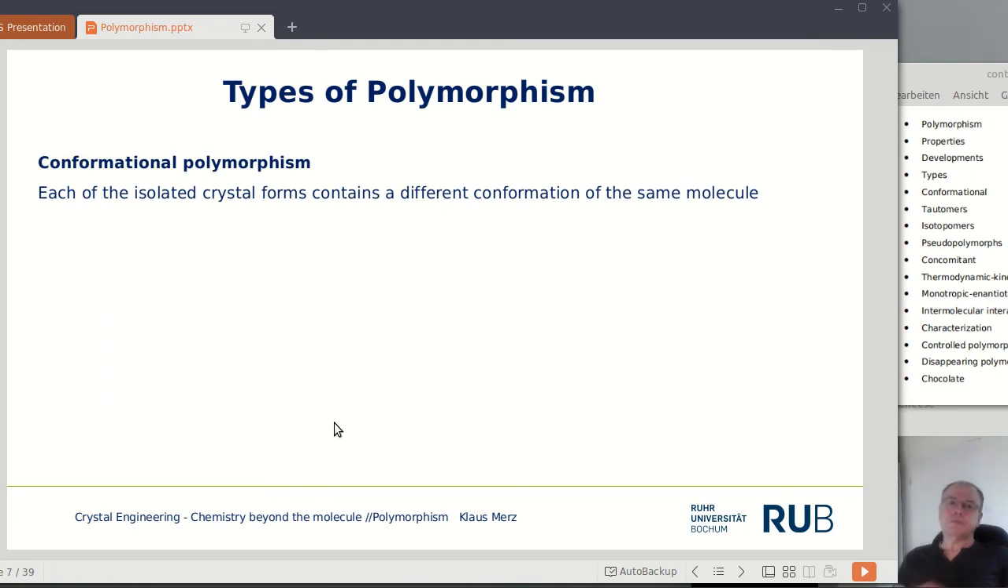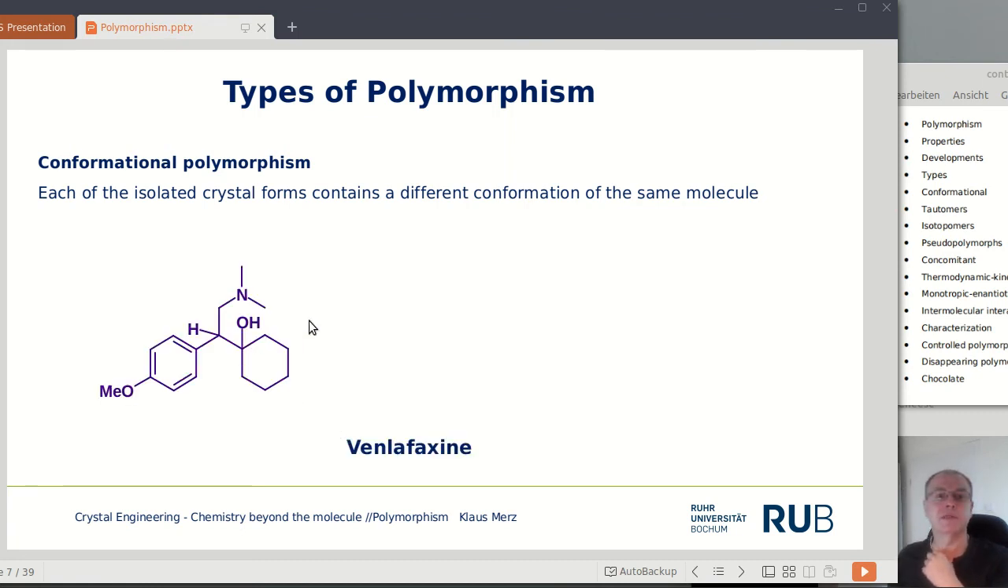Well, what is polymorphism and what are polymorphs? Which types of polymorphs do you know or do exist? Well, it makes sense to classify, to think about the different forms of polymorphs. Starting with conformational polymorphs, I would say this is the easiest, very easy to accept type of polymorph.